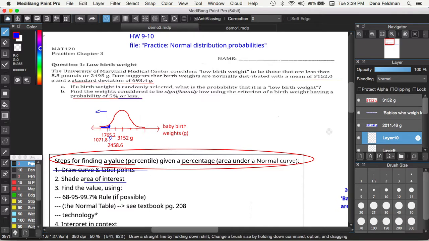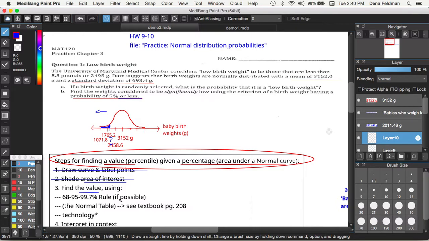Alright, so step 1, draw the curve, label the points. Step 2, shade that area of interest. Done that also. And step 3 is to find the value. When I say finding the value, finding that space, what I had there, that question mark, I mean finding the value that you're interested in.